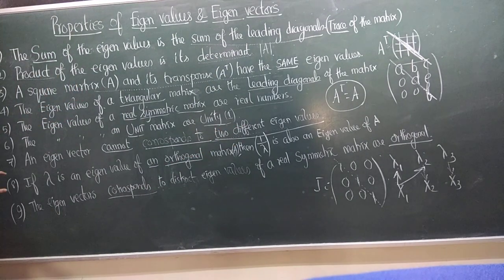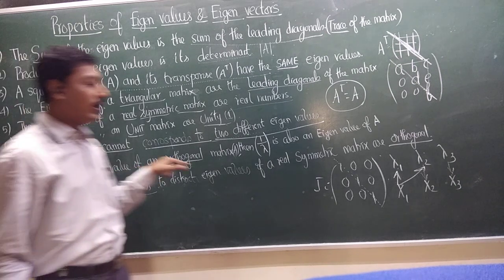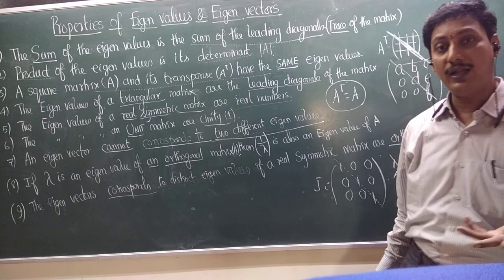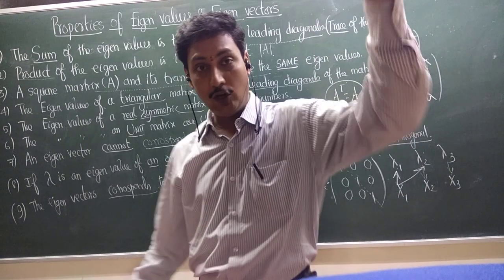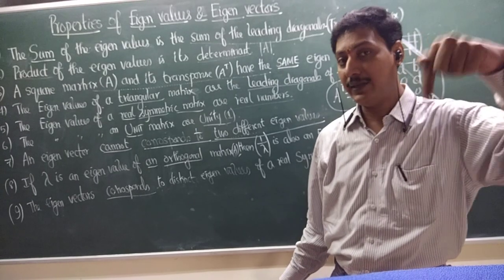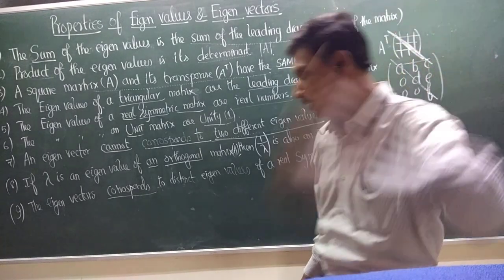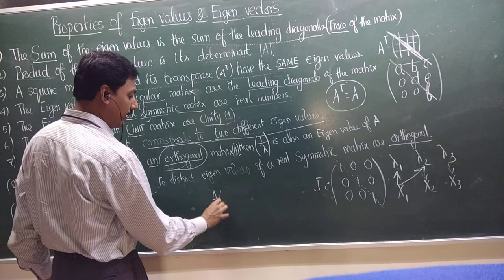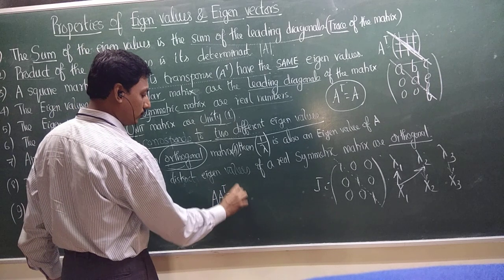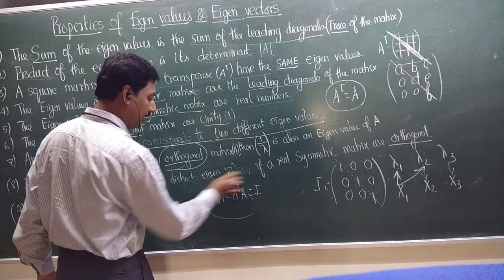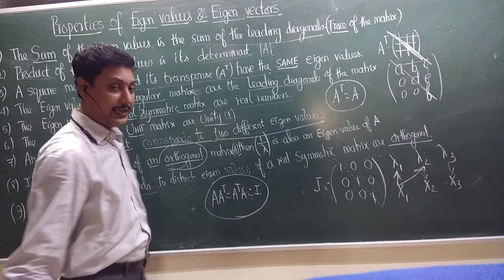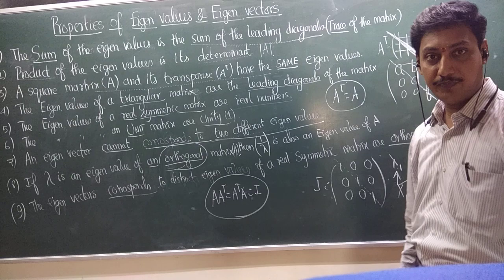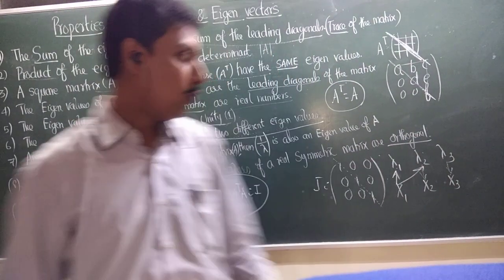Then the eighth property: if lambda is an eigenvalue of an orthogonal matrix. When we say the matrix is orthogonal, please watch the separate video I made on orthogonal matrices, their properties and examples. A matrix A is said to be orthogonal if A transpose A equals I. Got it? Then what about 1 by lambda?